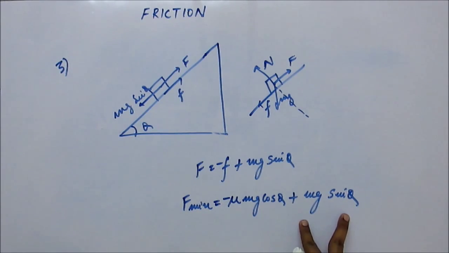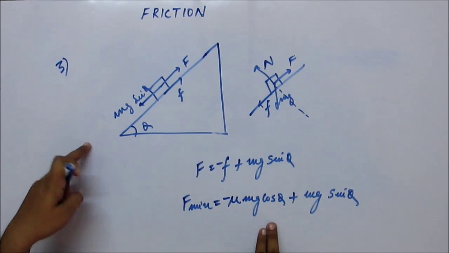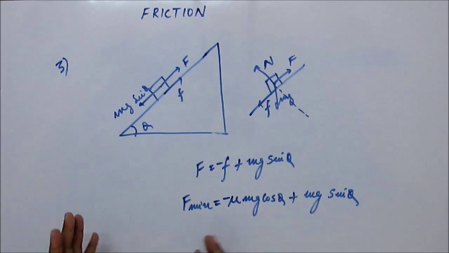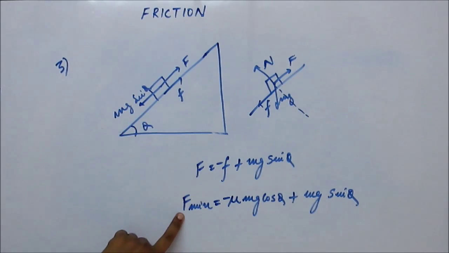So mg sin theta minus mu mg cos theta is the amount of net force downward. That should be the force applied upward, and that will balance the whole system. That will balance the block and bring it in equilibrium position. So in order to just stop it from slipping, you have to apply lesser force.